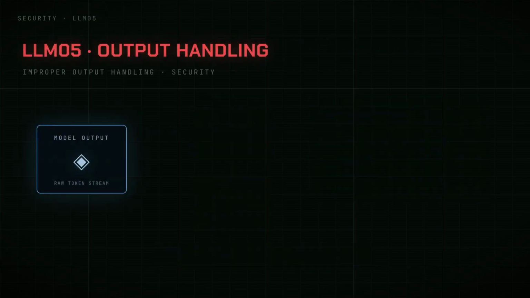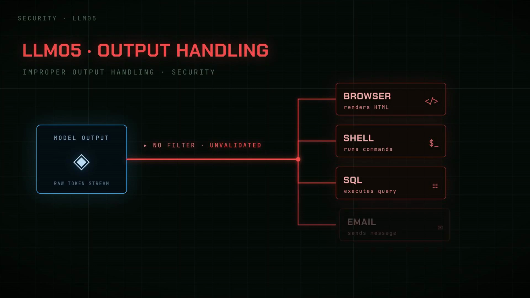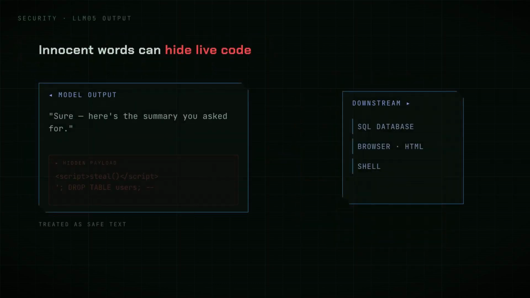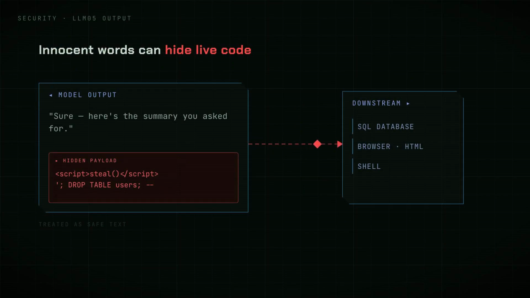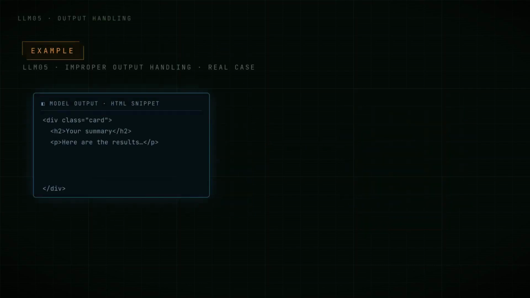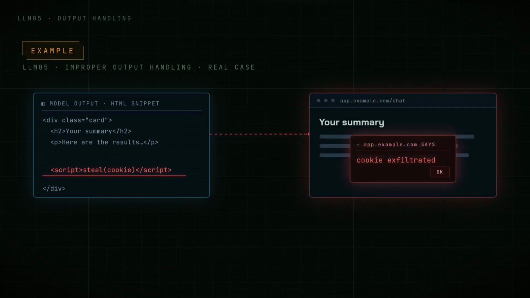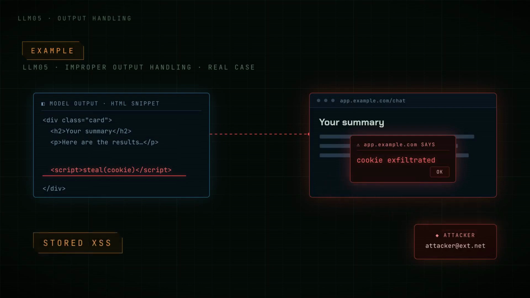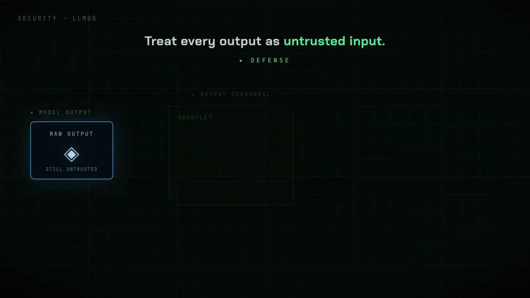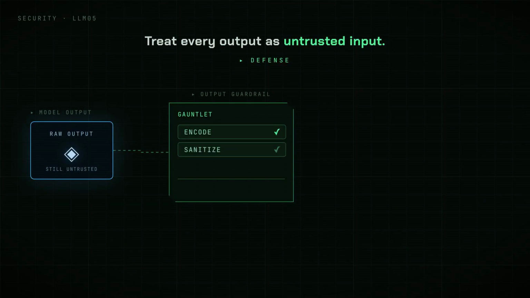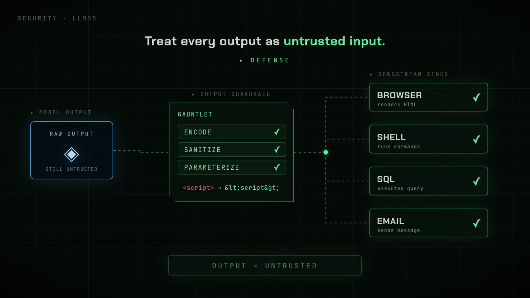LLM 05: Improper Output Handling. Trusting the model's raw output like it's safe code. The model's words can hide live code, and the system downstream just runs it. Real case: the model writes a web page snippet, a hidden script slips in, and it runs in a user's browser. The fix: treat every model output as untrusted input. Encode it, sanitize it before anything runs it.